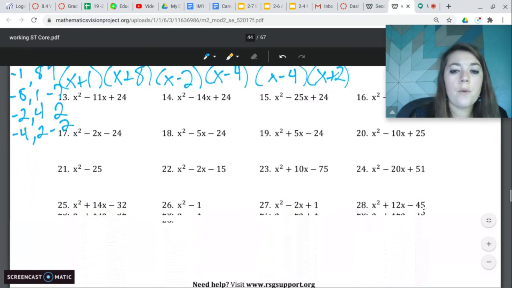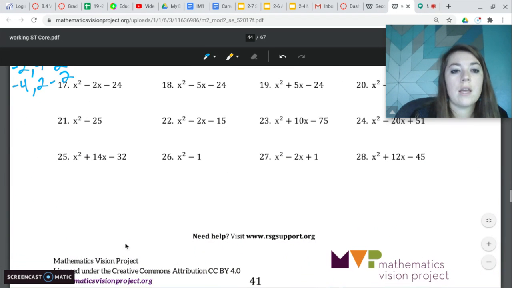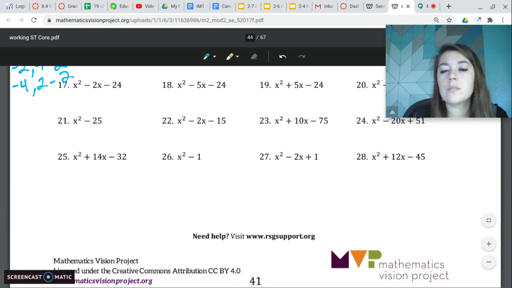All right, the next one I'm going to look at with you guys is number 21. So we have x squared minus 25. That's it. We have no B term. So this is what's called a difference of two squares.